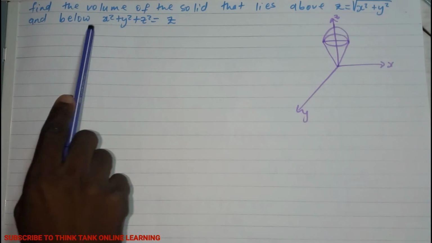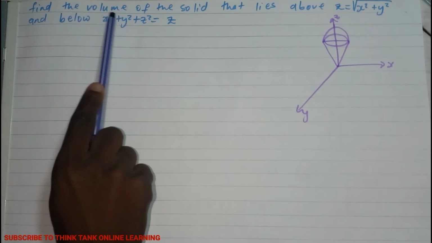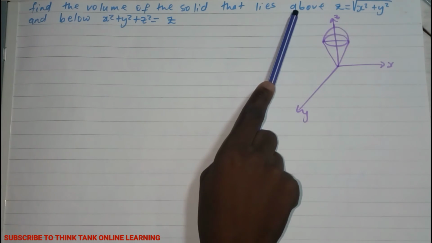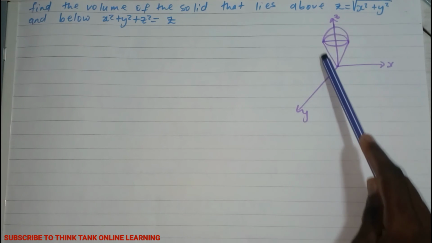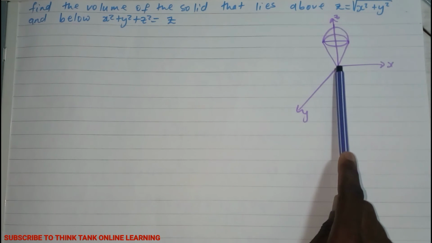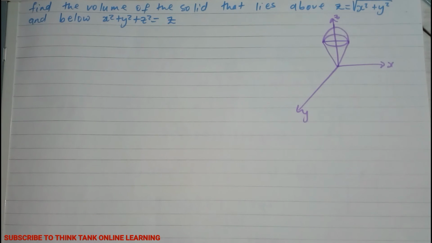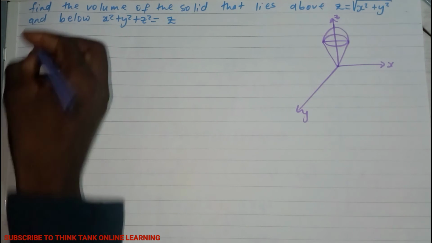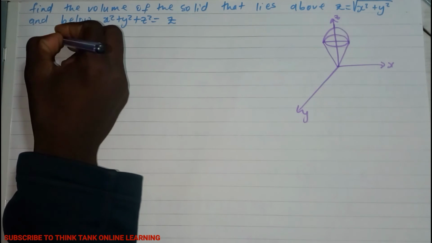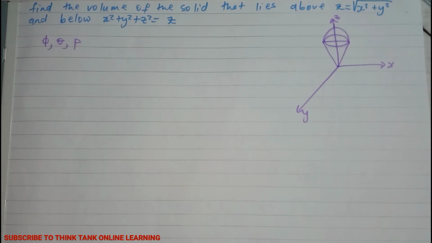If we read here, find the volume of the solid that lies above, so this is above z equals 0, but it is below something, below this sphere. Since we're given a sphere, we're going to use spherical coordinates. Now we want to find phi, theta, and rho. I'm not sure about phi, so I'm going to start with rho. I think rho is easier to start with.